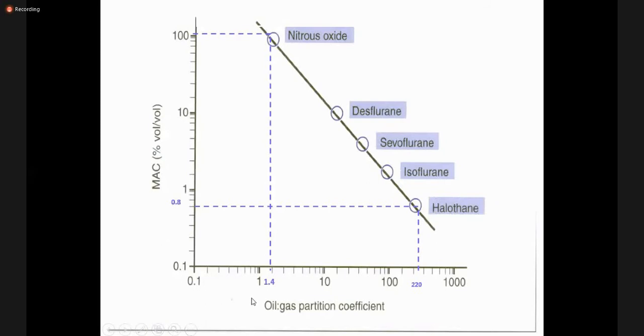Now this is related to the potency of the inhaled anesthetic agent and oil gas partition, right? So you can see the MAC value and oil gas partition coefficient, right? Halothane, isoflurane, sevoflurane, desflurane, nitrous oxide. Out of these compounds, which compound requires the lower MAC value, and why?